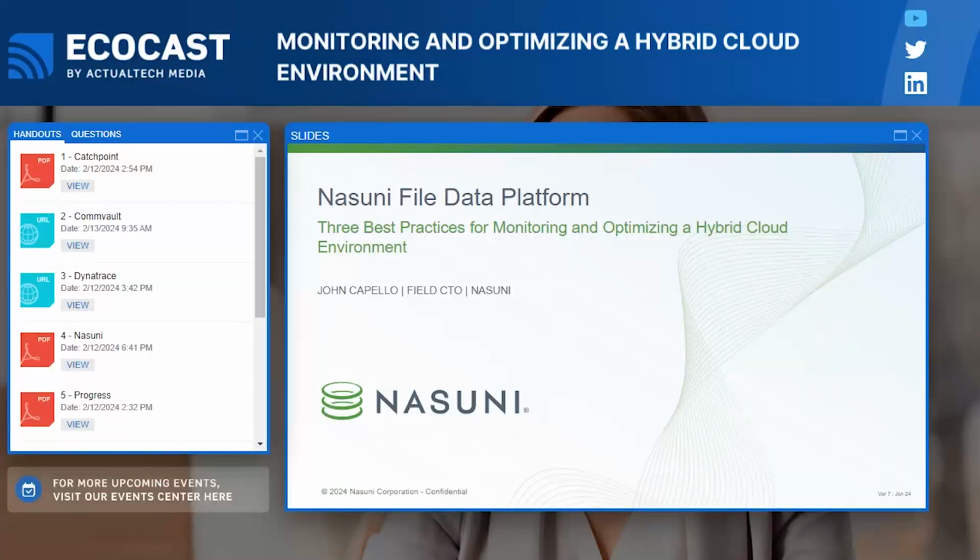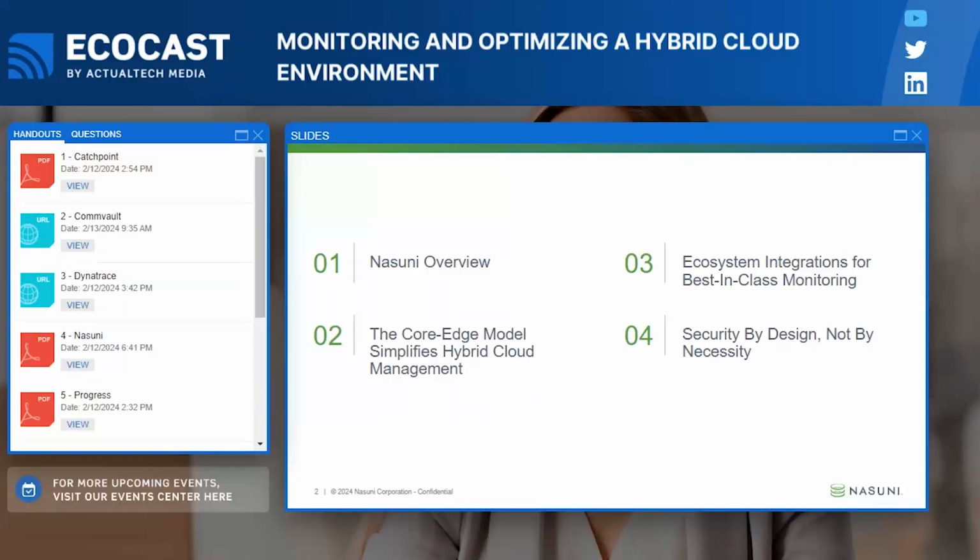So I'm going to spend a little bit of time here just going over 4 things. One is an overview of Nasuni. But then I want to talk about some of the best practices that emerge from Nasuni as a platform, the things that we do as a product that we've put a lot of time and effort into creating as part of our product, which I think you can use, not just with Nasuni, but when evaluating other types of products as well. And so for us, these best practices come down to using core edge models. I'll talk a little bit about what I mean by core edge model and about how that can simplify hybrid cloud management. Next, I'll talk about ecosystem integrations, particularly for best-in-class monitoring.